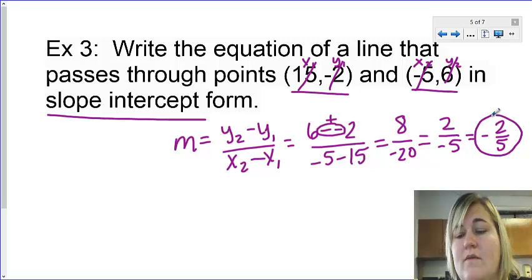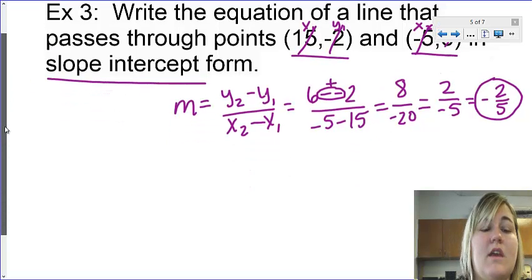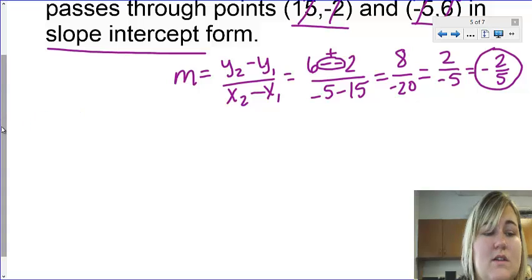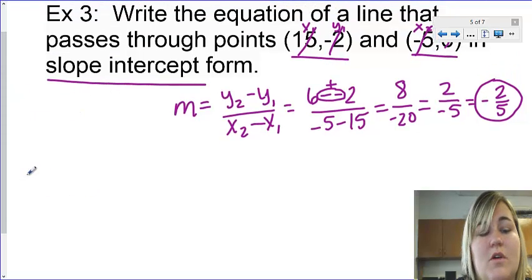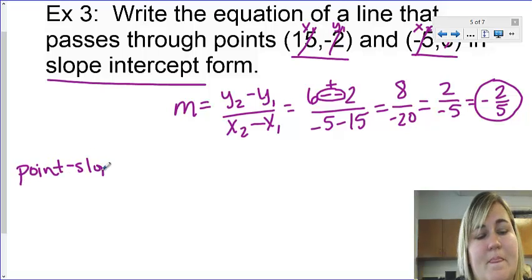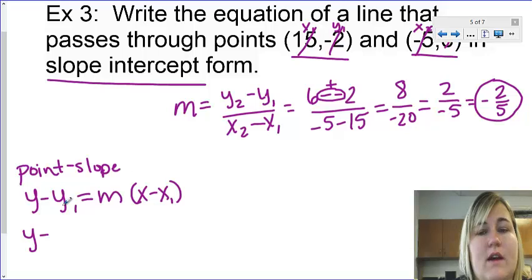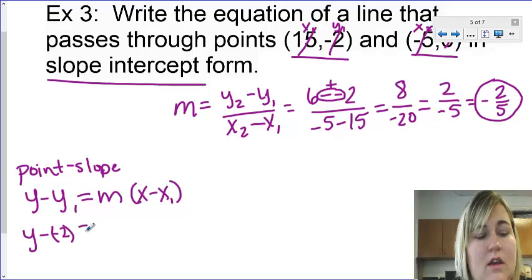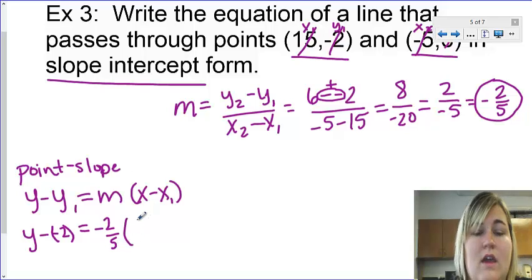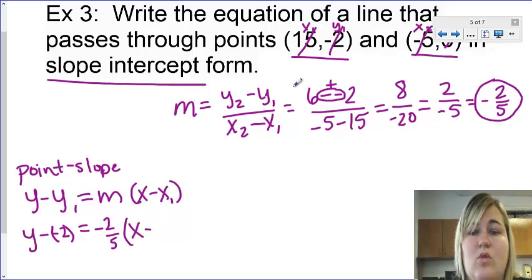Okay, this is my m. Now, I'm going to start by using the form that we just talked about, point slope. So if I use point slope, I have y minus y1 equals m times the quantity of x minus x1. So y minus y1, which was -2, equals m, which is -2/5, and then I have x minus x1, which is 15.